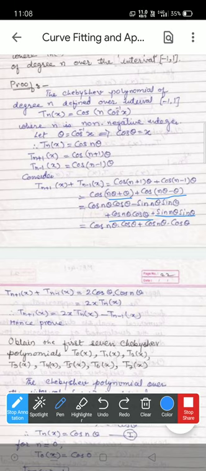Here the sine of n theta sine theta terms: one is positive, the other is negative, so they cancel. We get cos of n theta cos of theta plus cos of n theta cos of theta. So Tn plus 1 of x plus Tn minus 1 of x is equal to 2 cos of theta cos of n theta. But cos of theta is equal to x, and cos of n theta means Tn of x. So we get the relation Tn plus 1 of x is equal to 2x Tn of x minus Tn minus 1 of x. So remember this relation.